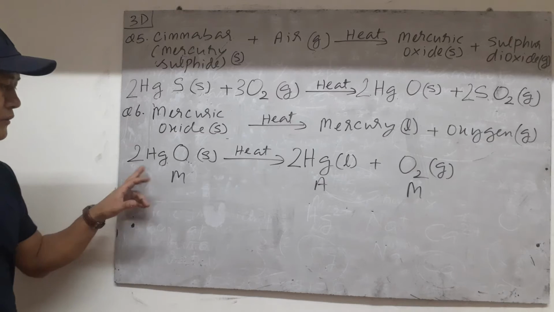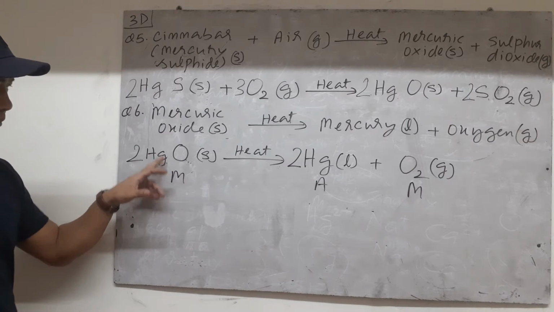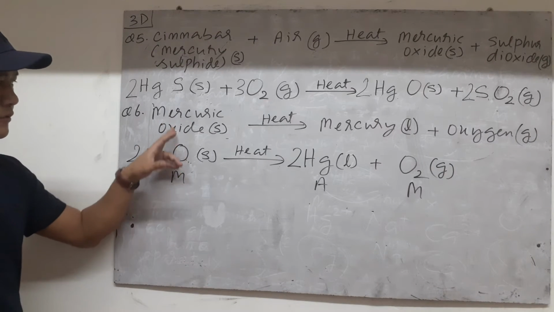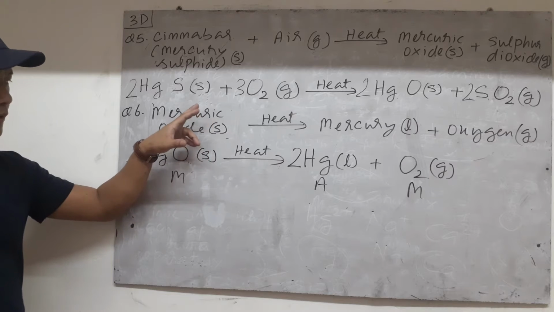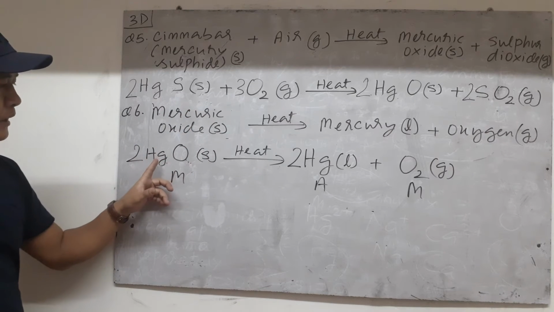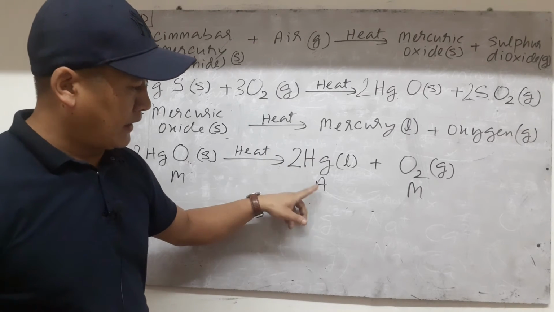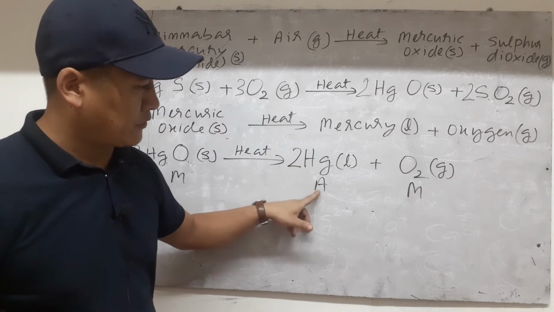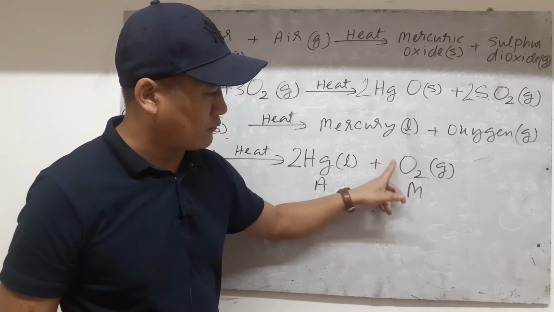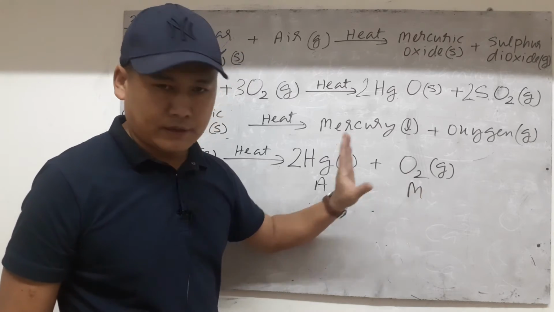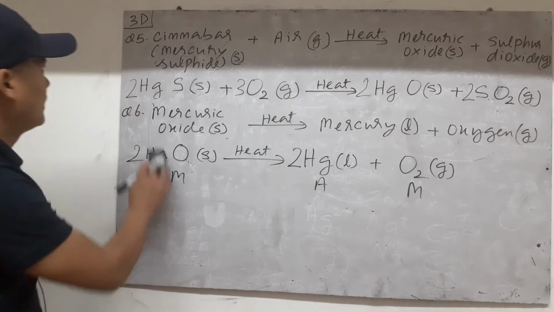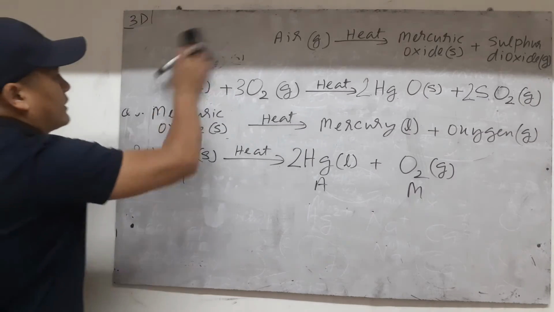Now 2 molecules therefore of mercury oxide or mercuric oxide, because mercuric ion or mercury ion is same. On heating yields or gives 2 atoms of mercury and 1, no number in front is 1 molecule of oxygen gas or oxygen. Okay, let us go to the next one, 7.